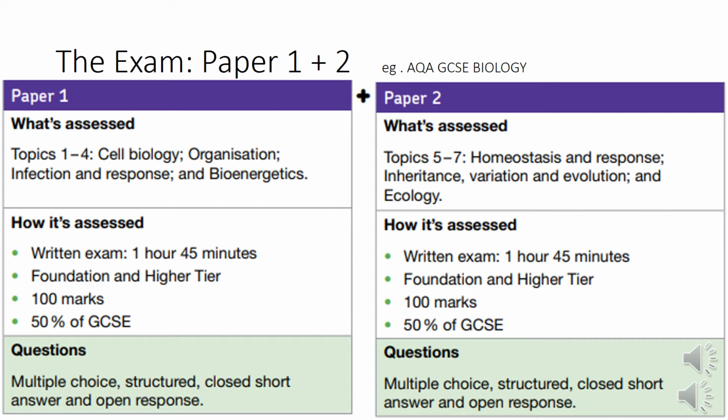Taking the AQA exam board as an example, there will be two papers, each of which is worth half of the GCSE. Paper 1 will cover the first 4 topics in a 1 hour and 45-minute exam, and the types of questions are as listed below. And paper 2 will cover the other 3 topics and is similarly an hour and 45 minutes and worth 100 marks, and has similar types of questions again as listed at the bottom.